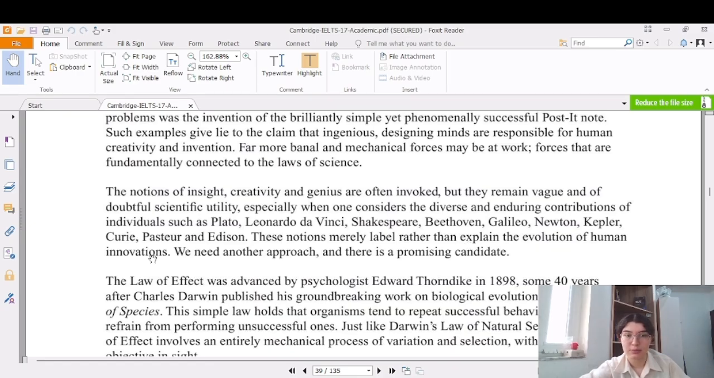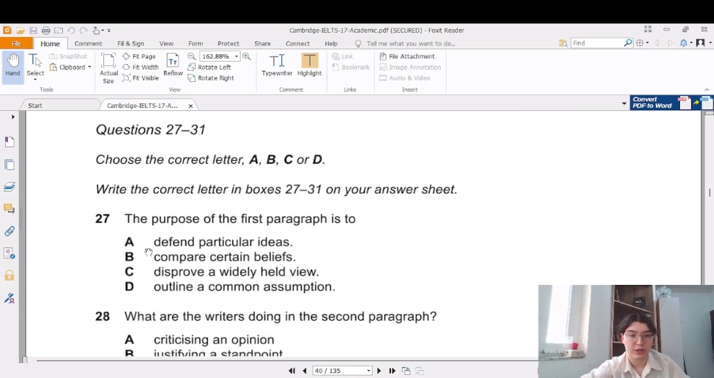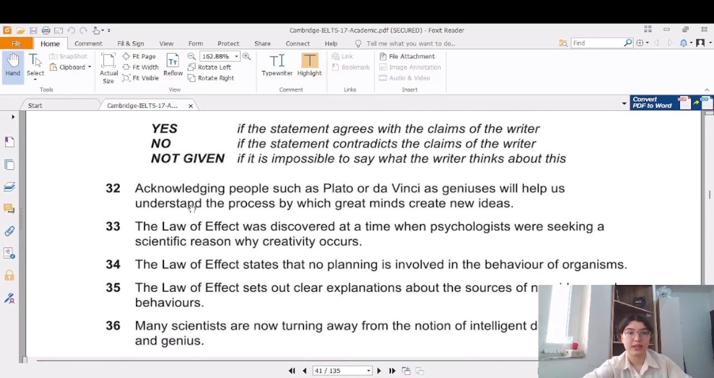So it says that studying these people, or acknowledging their contributions, actually rebels rather than explains the evolution of human innovations. We need another approach, and there is a promising candidate. So they don't explain human innovations. Question 32 asks whether acknowledging people such as Plato or Da Vinci will help us understand the process by which great minds create new ideas, which means innovation. No, they don't help us understand. So the answer to question 32 would be no.